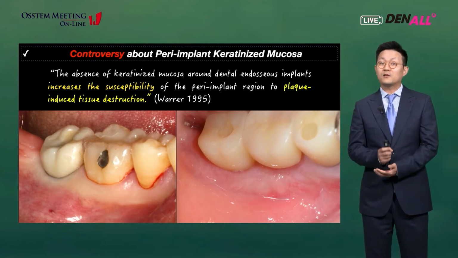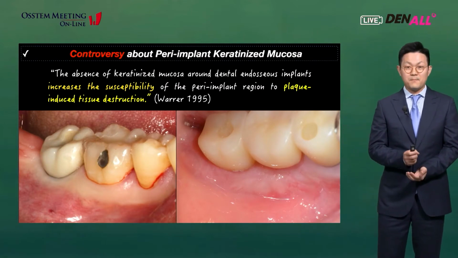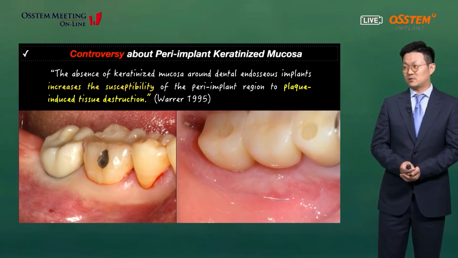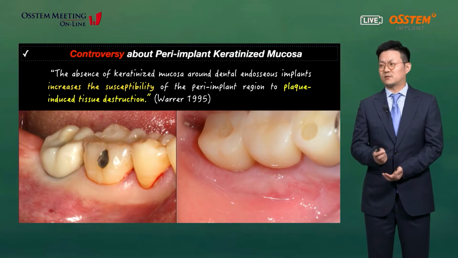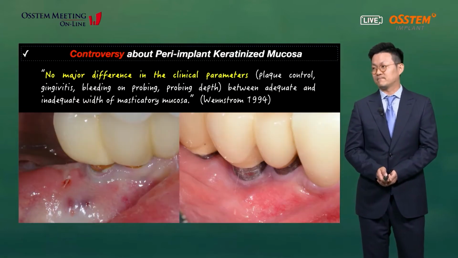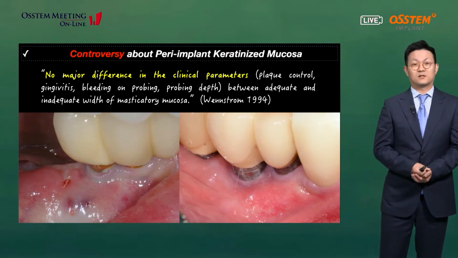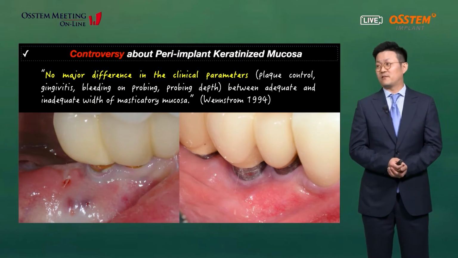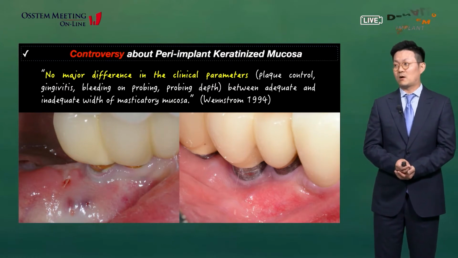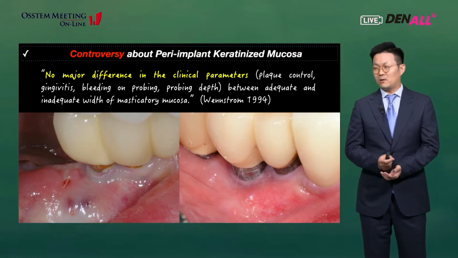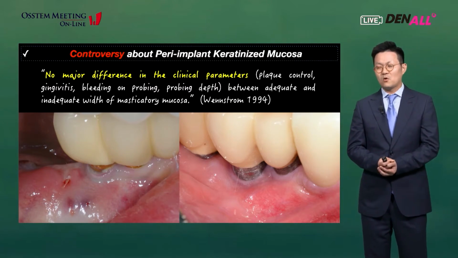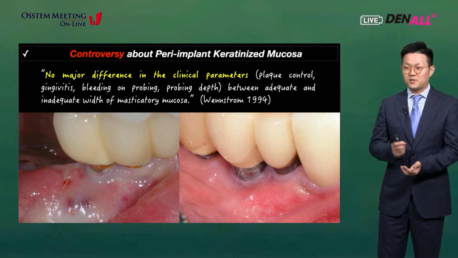There has been a controversy about the need for peri-implant keratinized tissue. Wennström said that the absence of keratinized mucosa around the implant increases the susceptibility to plaque-induced tissue destruction. But other authors reported no major difference in the clinical parameters, such as PI, GI or BOP, some kind of soft tissue parameters. There is no difference in the soft tissue indexes.